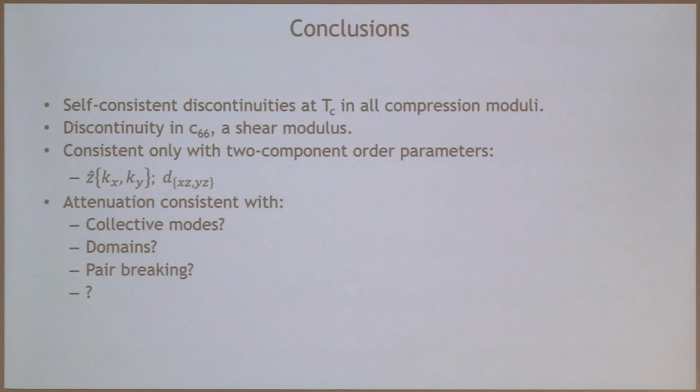That's all. So we see self-consistent discontinuities in the compressional moduli at TC. We see a discontinuity in C66. Really, there are only two consistent ways you can do this, and the attenuation is actually really complicated and interesting. That's all I have time for.